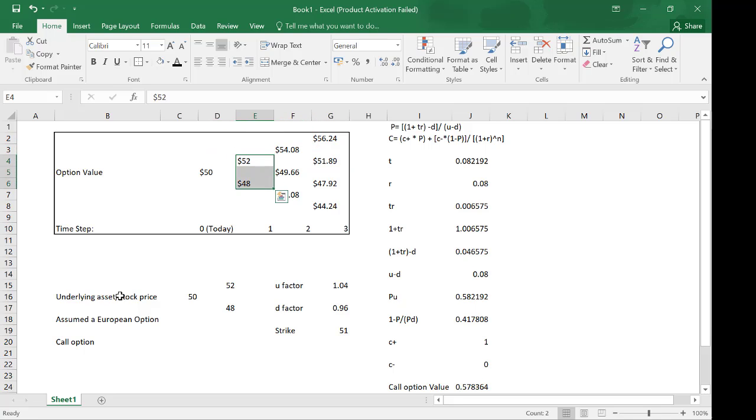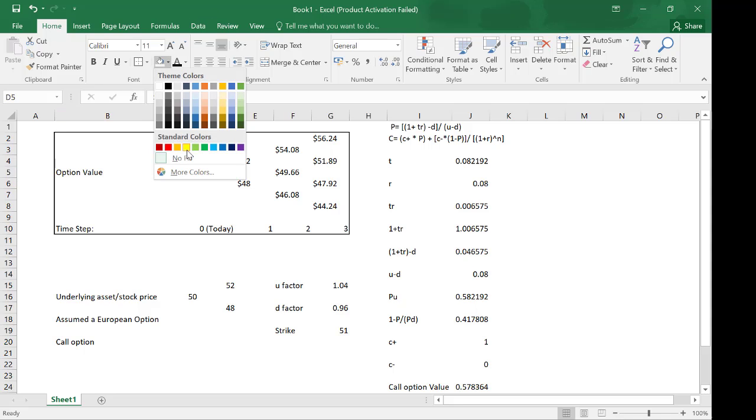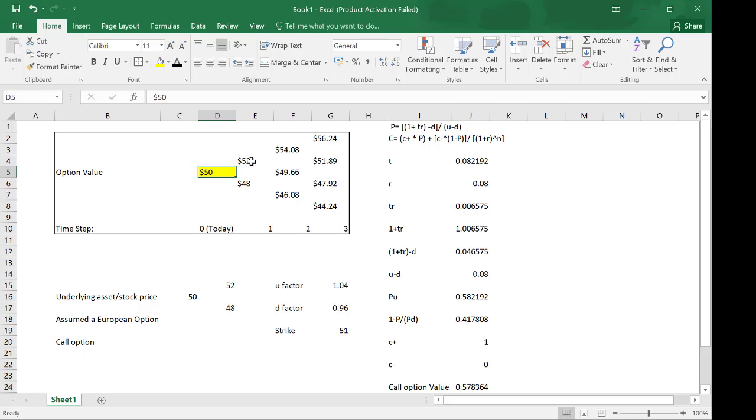When I say nodes, I mean to say that D5 is a node. This is a node. Let me color code this so that it gets easier for you to follow. So this is a node, again this is a node, and this is a node, this is a node, and this is a node. If there had been a different period, like a 4th period, then all 4 cells would become a node.